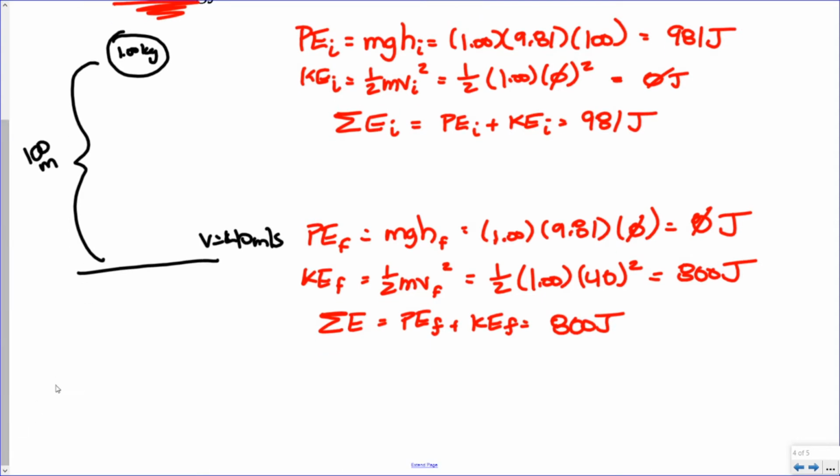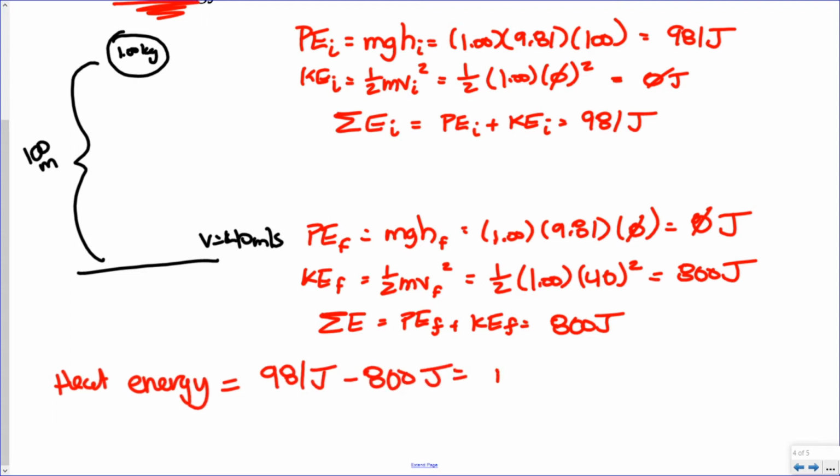So the heat energy is going to be 981 joules minus 800 joules, which gives me 181 joules. To answer the question, how much energy is lost to heat in the air, the answer is 181 joules. That energy is still in the system between the balloon and the air and the ground. It's now in a different form. It's in heat energy and it's in the air.